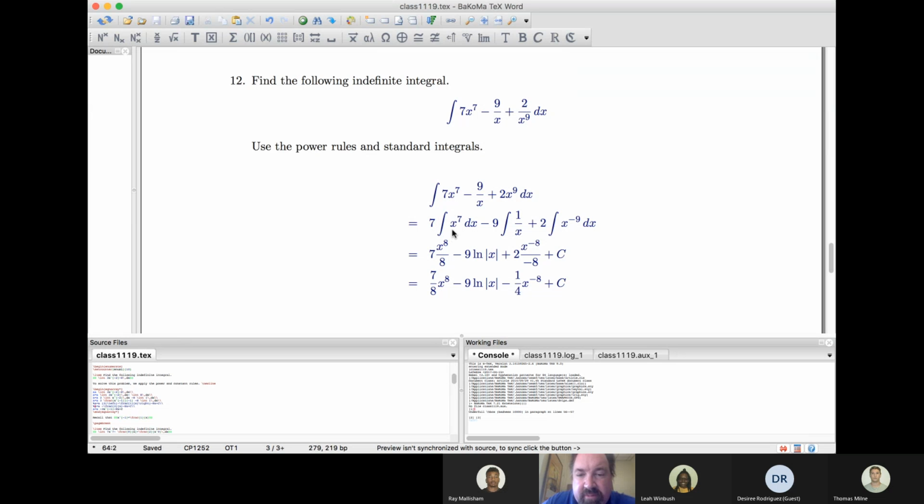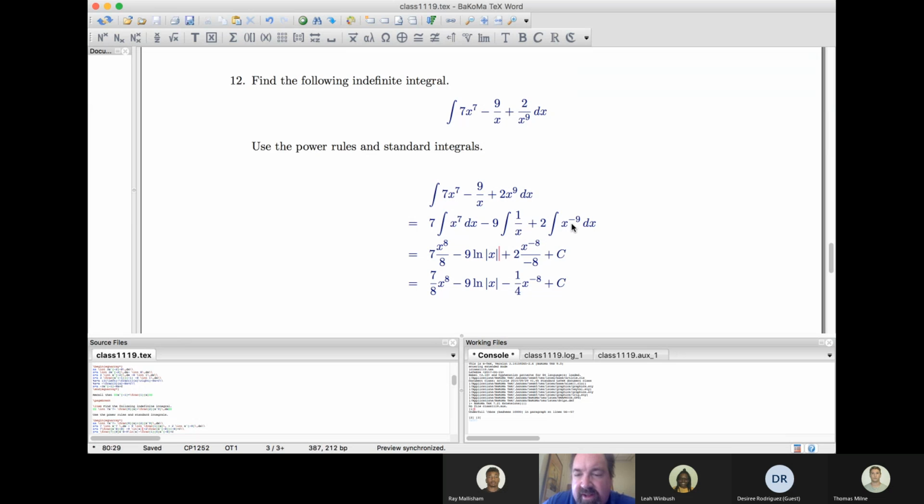So within each of these, we have constant factors that we can pull out. It was 7 for this one, the 9 for this one, the 2 for this one. For this one, we can use a power rule. Again, you add 1 to the exponent, divide by that exponent. Here we have 1 over x. Here you do not use a power rule. The integral of that is natural log of absolute value of x, so that's what goes here.